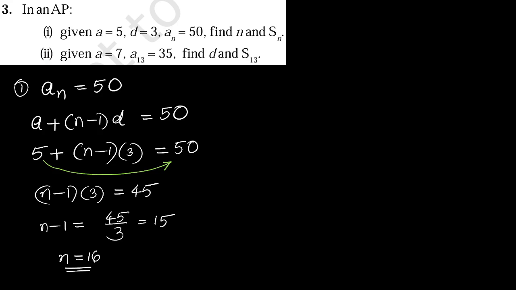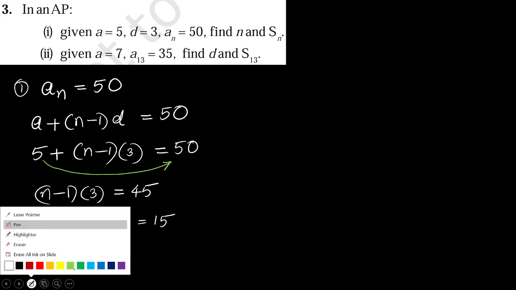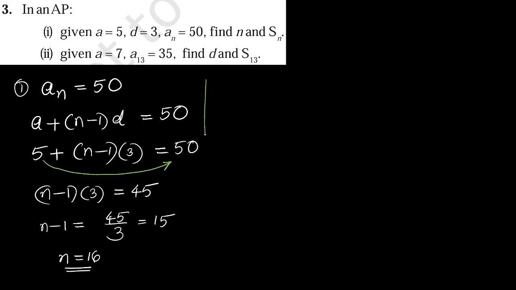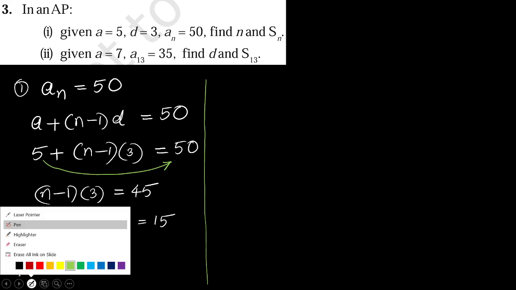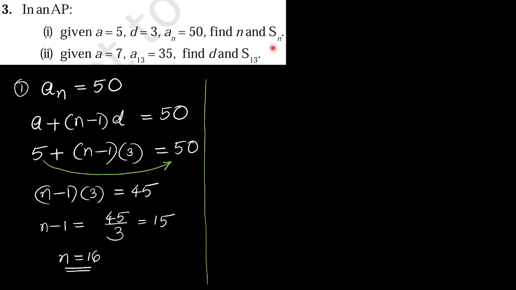So what is the next? n as well as Sn, both I want. Sum of n terms is required. Sn, we have two formulas. Here the first term and last term both are available. The first term is 5. The last term is 50. So let me use this formula: n by 2 into first term plus last term.